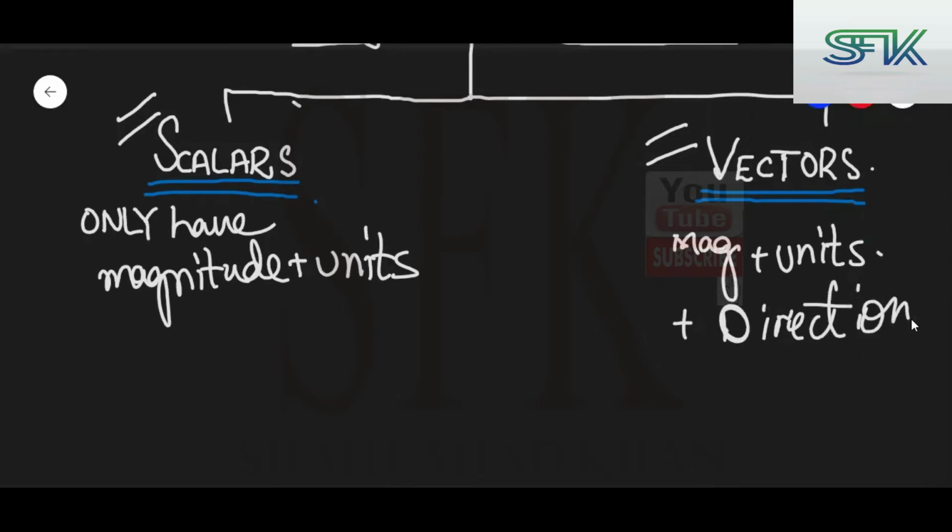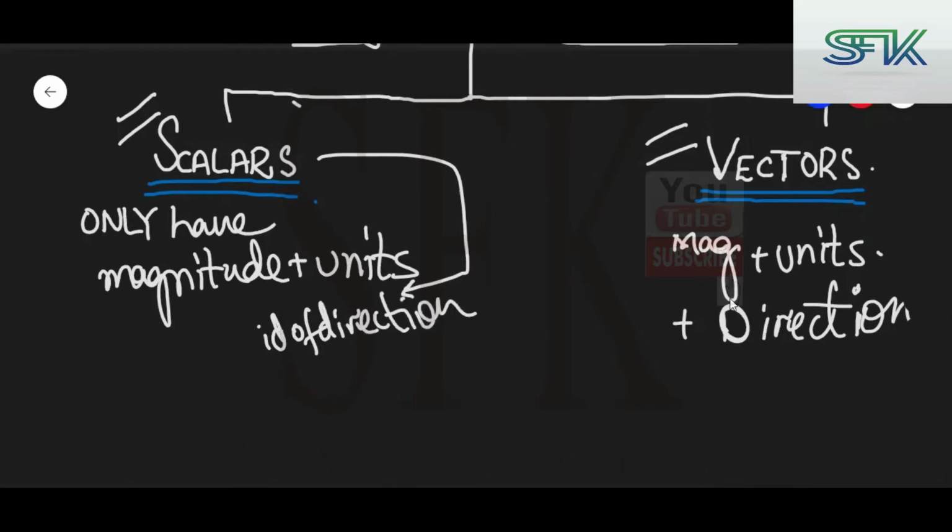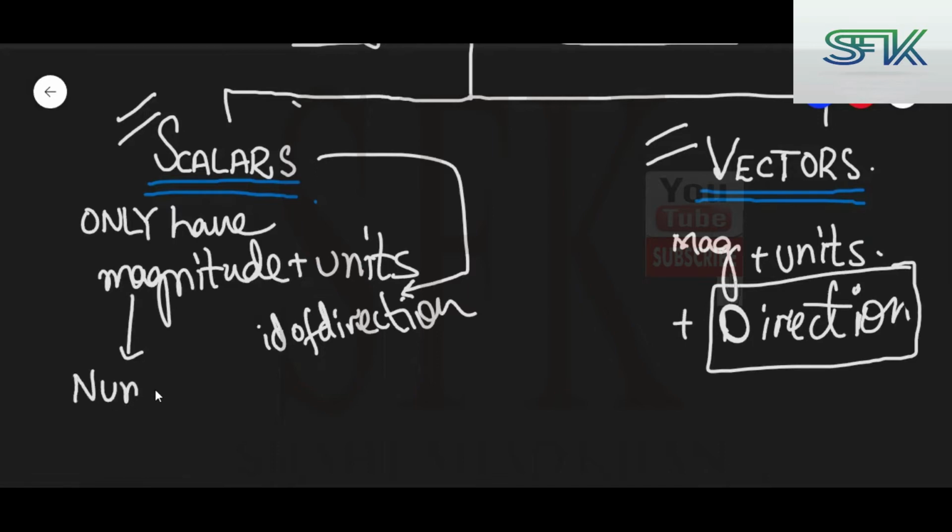So the basic difference between scalar and vector is that vectors contain direction, whereas scalars lack direction. Scalars are independent of direction, whereas vectors are dependent on direction. What do we mean by magnitude? Magnitude is just the number. And units, you know what units are, the SI units which I usually use.